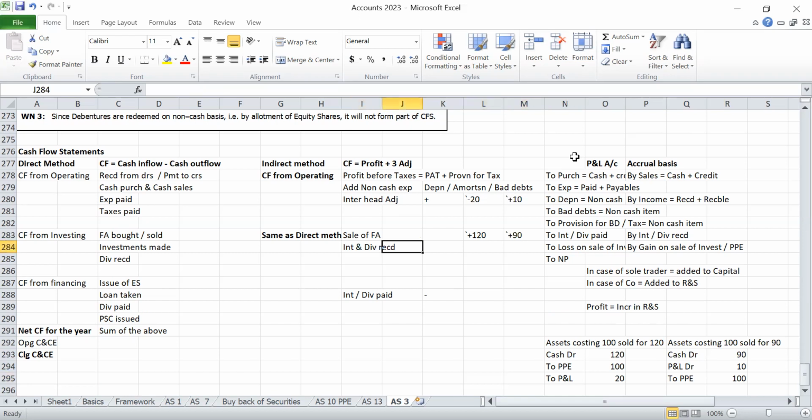Actually, interest and dividend received should be added in investing activity. But I have already added it in profit. Correct? Here I have credited interest or dividend received, so I should reverse it.